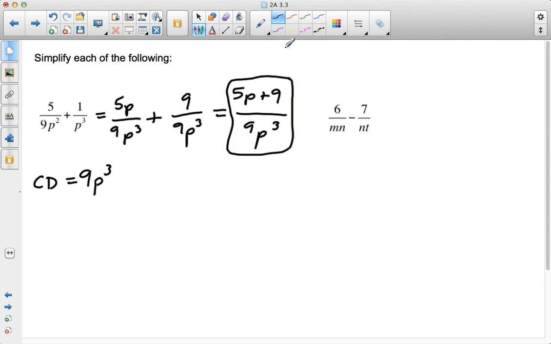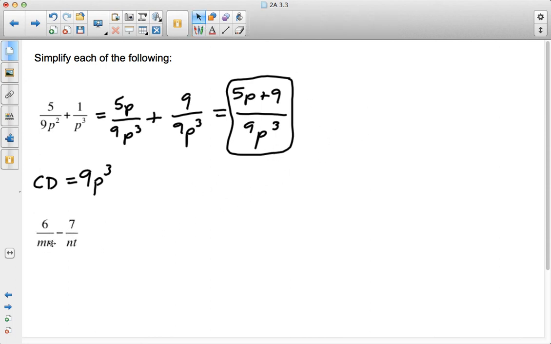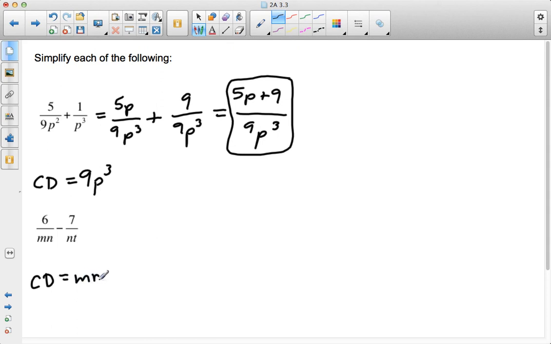And if you want to try the next one on your own, you can go ahead. But if not, you can just watch along and see how I do it. So I'm looking at my common denominator, and I see that it's going to be m times n times t. Because in my first fraction I have m times n, in my second fraction I have n times t, so m times n times t would take care of both fractions. So let's go ahead and change them to mnt's.